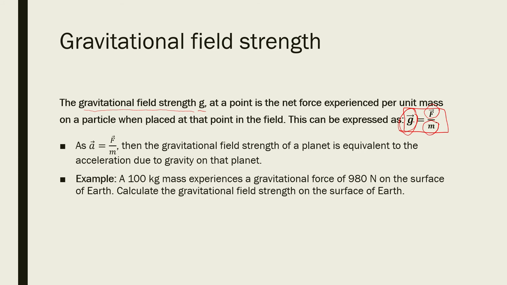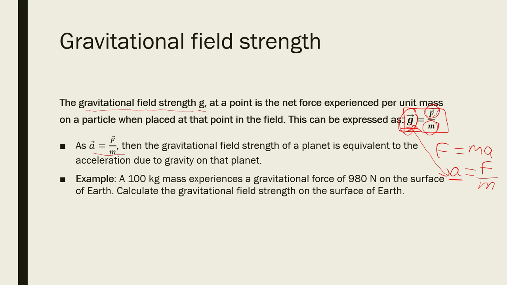So gravitational field strength is equal to the net force experienced per unit of mass at a point in the gravitational field. Now, as we know from Newton's second law of motion, force is equal to mass times acceleration. So obviously, rearranging this, we know that acceleration is equal to force per mass. So the gravitational field strength is equivalent to the acceleration due to gravity experienced on a planet. So these two things are equivalent to one another. Gravitational field strength is equivalent to acceleration due to gravity.